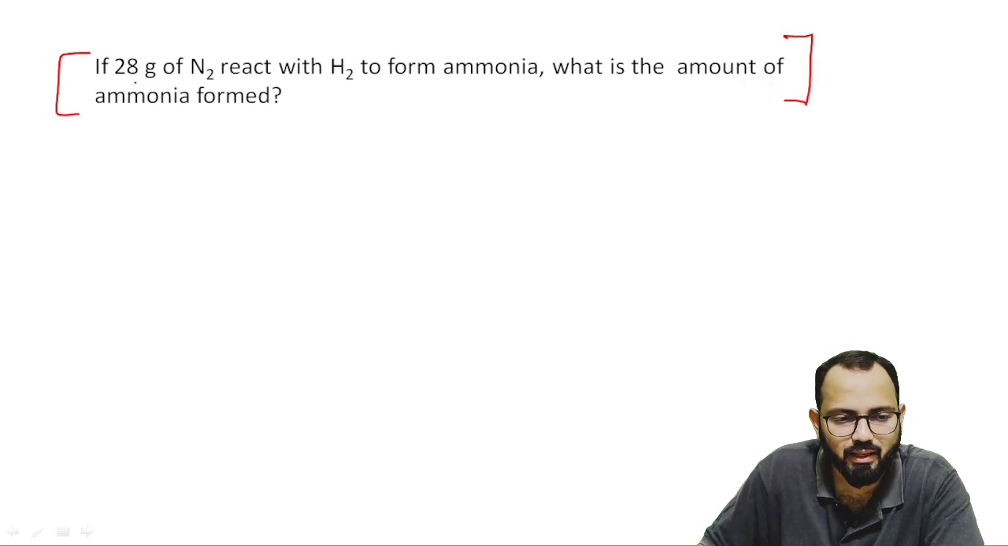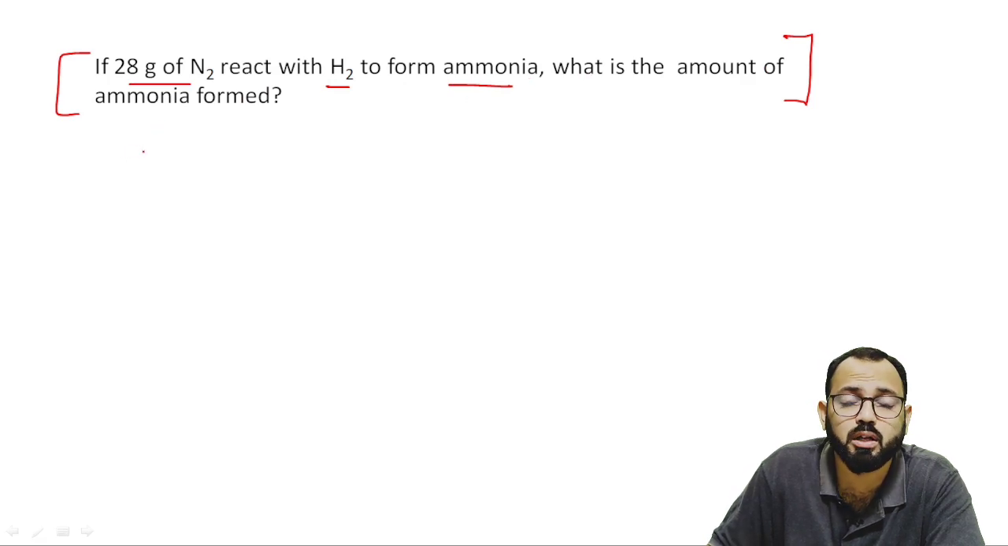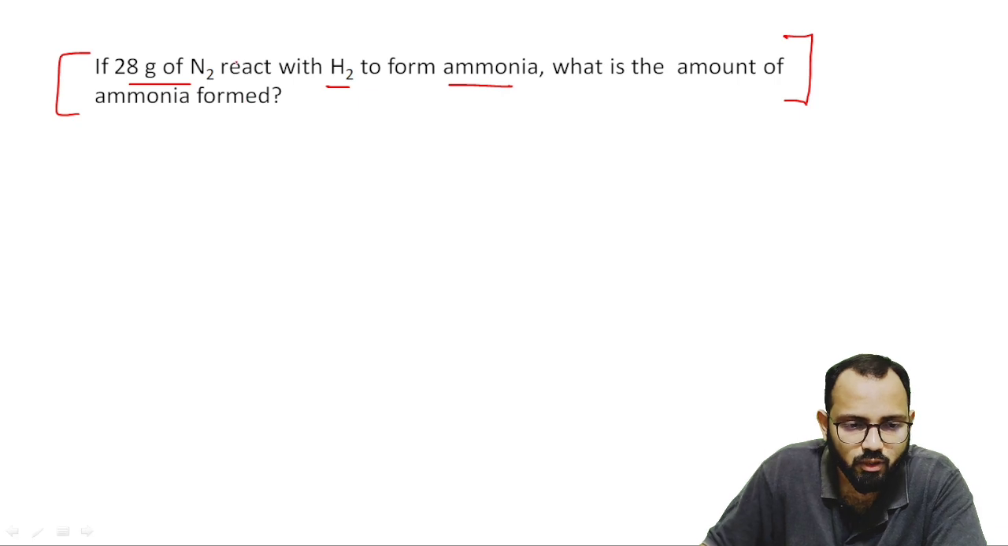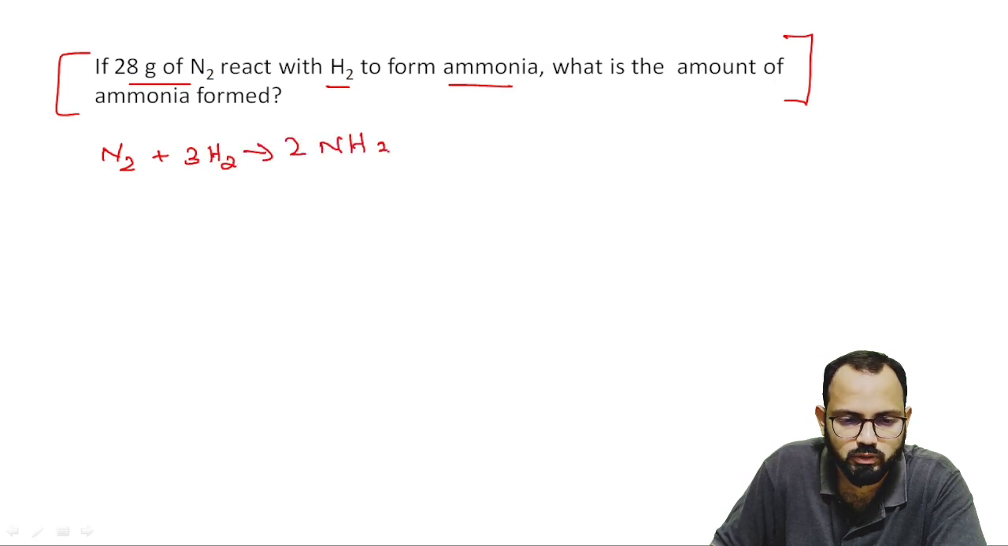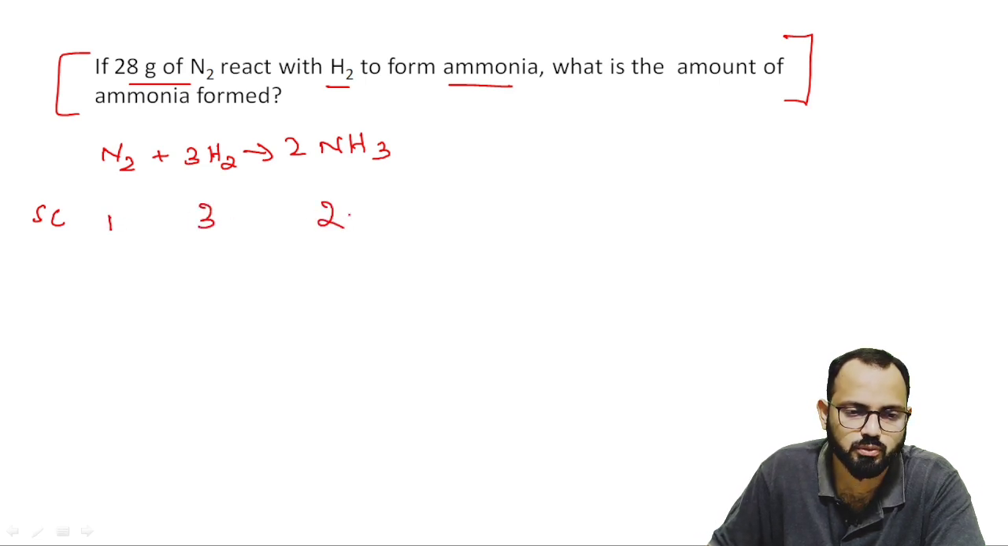If 28 gram of nitrogen reacts with hydrogen to form ammonia, what is the amount of ammonia formed? That is what the question is. Look at this. N2 reacts with H2 to form ammonia. First you have to write the equation. N2 plus 3H2 gives you 2NH3. Done. Which are all the stoichiometric coefficients? Here 1, here 3, here 2.